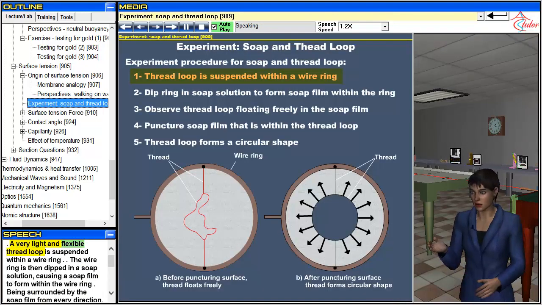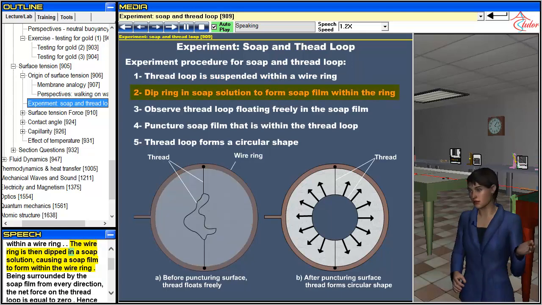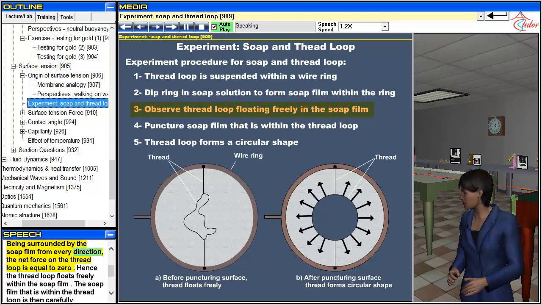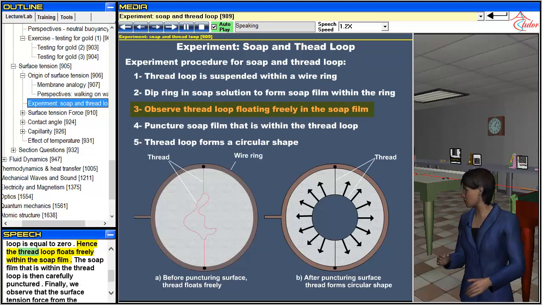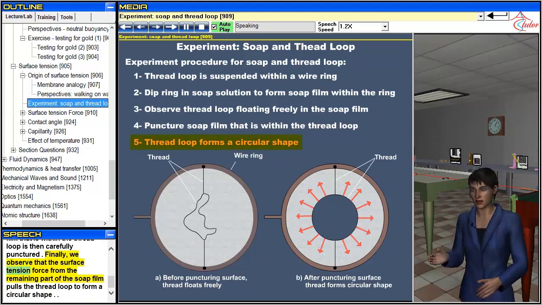A very light and flexible thread loop is suspended within a wire ring. The wire ring is then dipped in a soap solution, causing a soap film to form within the wire ring. Being surrounded by the soap film from every direction, the net force on the thread loop is equal to 0. Hence the thread loop floats freely within the soap film. The soap film that is within the thread loop is then carefully punctured. Finally, we observe that the surface tension force from the remaining part of the soap film pulls the thread loop to form a circular shape.